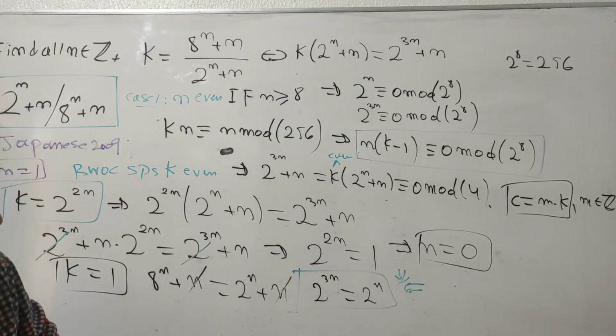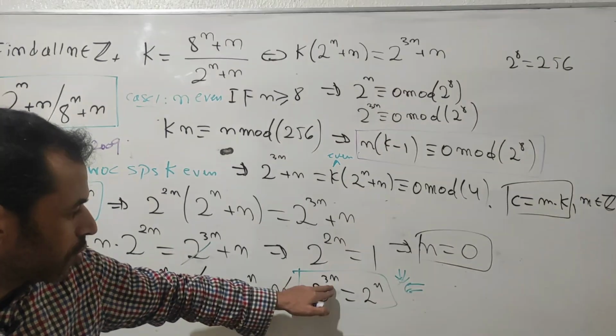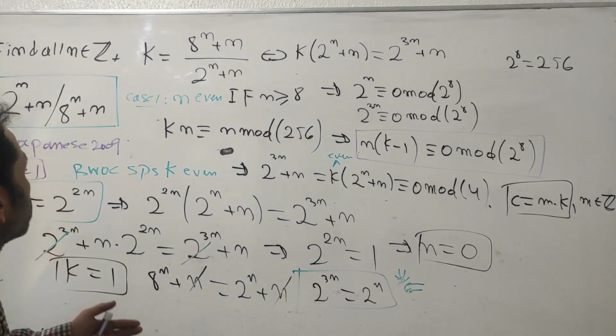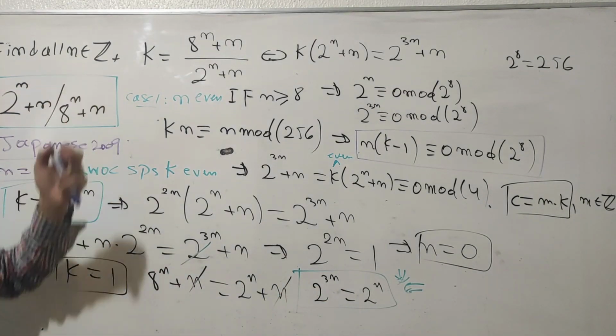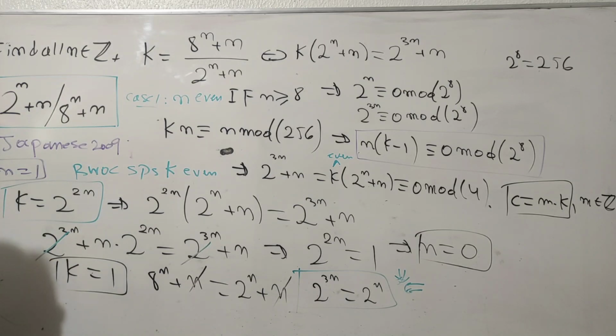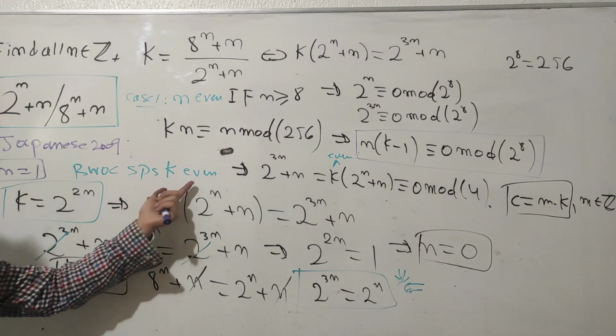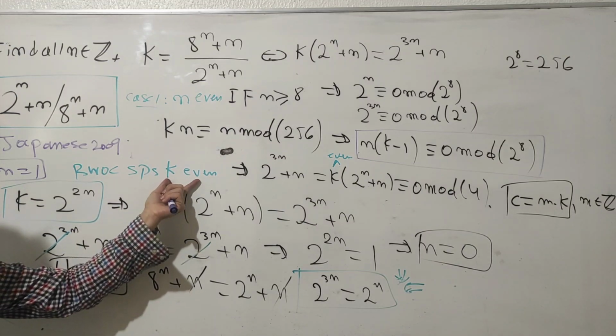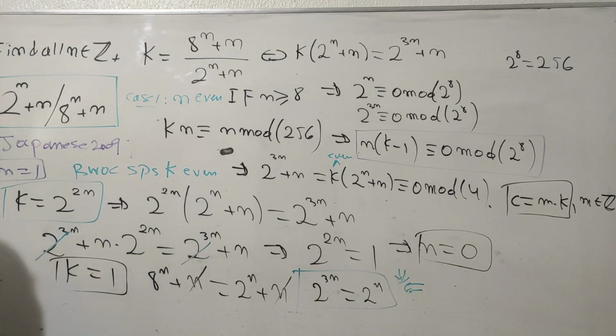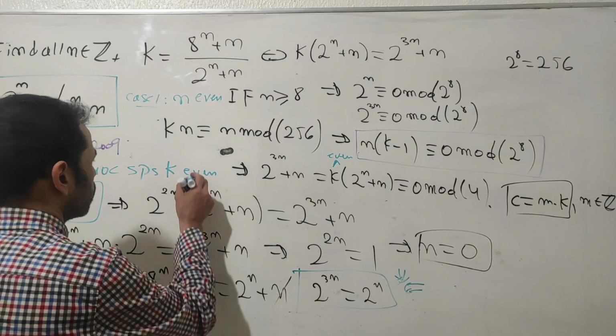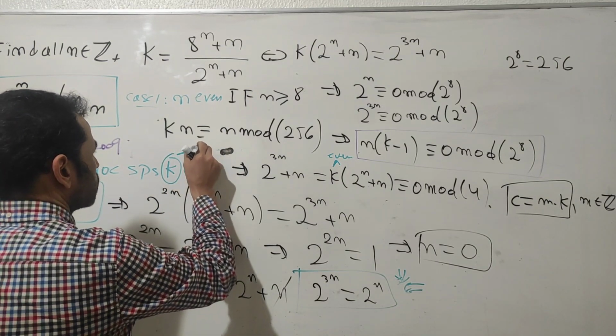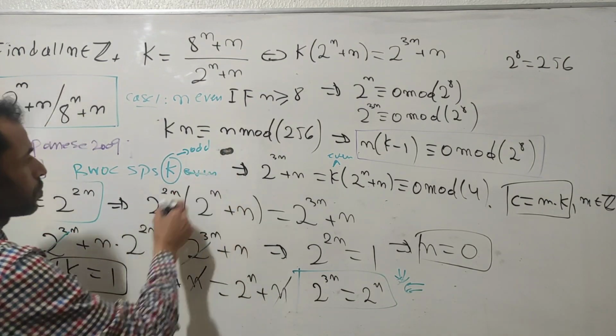So this one would hold only if n equals 0. If n equals 0, we'll have equality, which is impossible because we are dealing with positive integers. And also we get k equals 1. It was even, not odd, based on the previous assumption that we have. We have a contradiction. We have contradicted our assumption, which means k cannot be even. K must be odd. Okay?